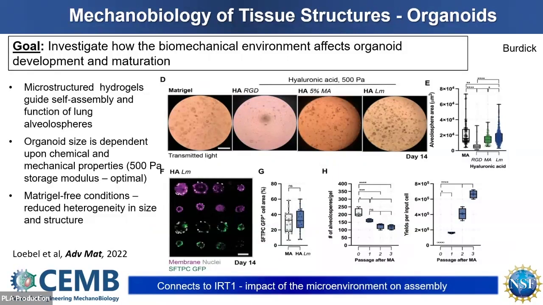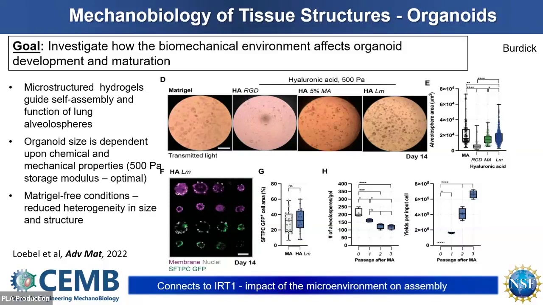Looking again at some other more challenging types of cultures would be your organoids. So here, if you're developing organoids, say out of stem cells, iPS cells, in this case looking at lung alveolospheres, getting improved homogeneity out of those organoids is important.